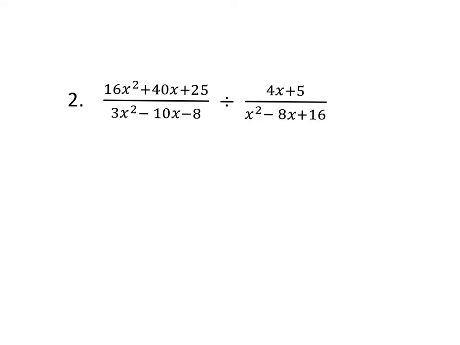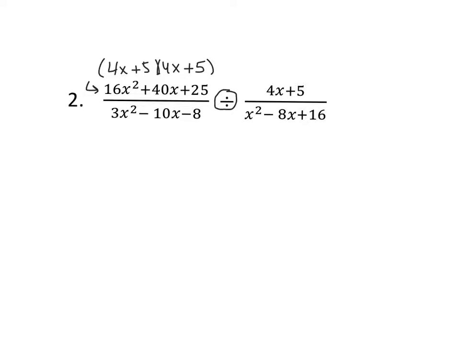The next example is a division problem. So remember, we're going to flip and multiply. First of all, looking at the first numerator here, there's no greatest common factor. This appears to be a perfect square trinomial because of the 16 and the 25. If it is, it'd be 4x and 4x, both signs positive, 5 and 5.